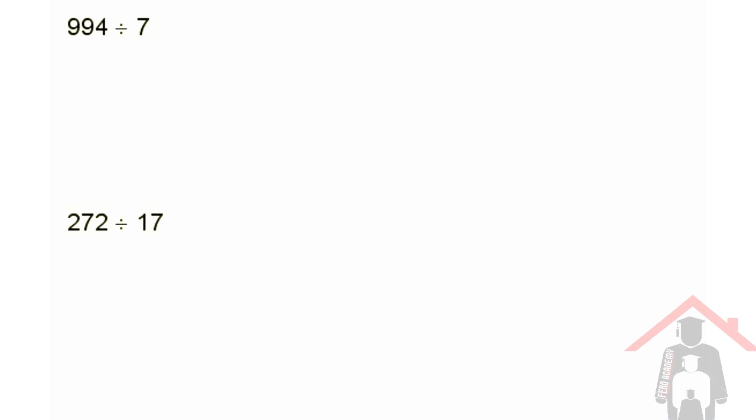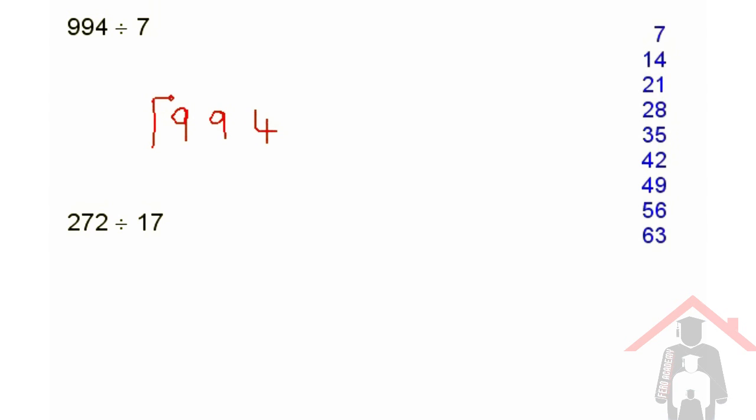To do any hard division question, it always helps to write out the times table of the number you're dividing by first. Now to set out the division, I put this number in a bus shelter and this number outside the bus shelter. All the way through my working out, I'm going to be referring to my times table here.